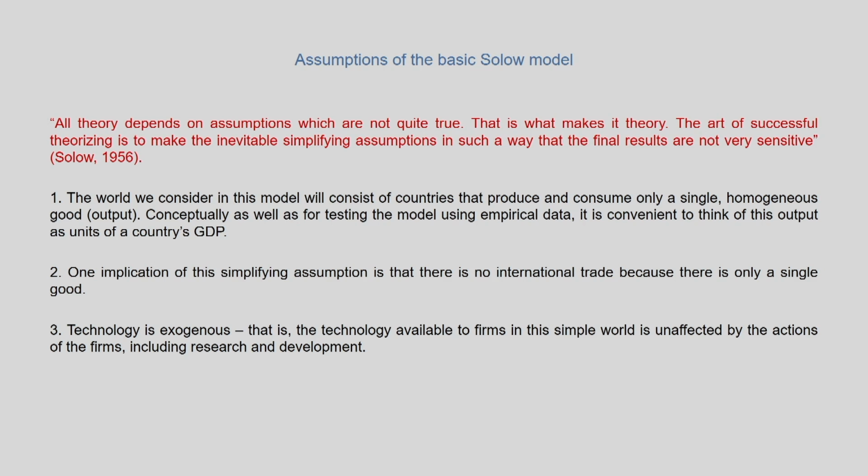And because the economy is producing only a single homogeneous good, it is implicit in the first assumption that this is a closed model. There is no international trade because there is only a single good.